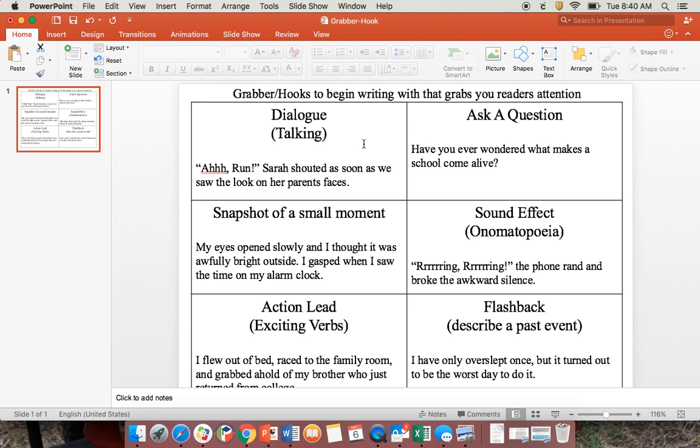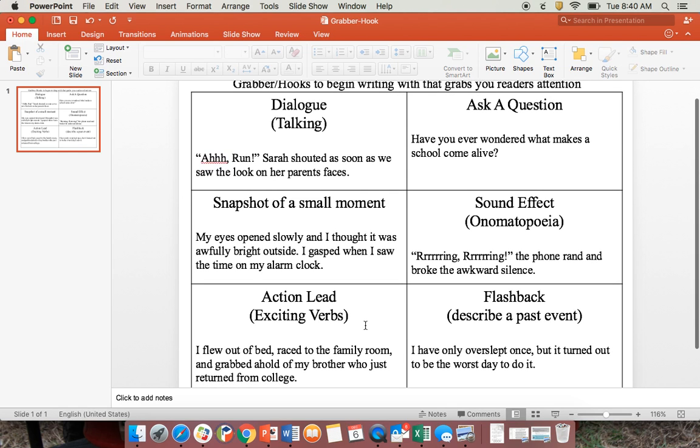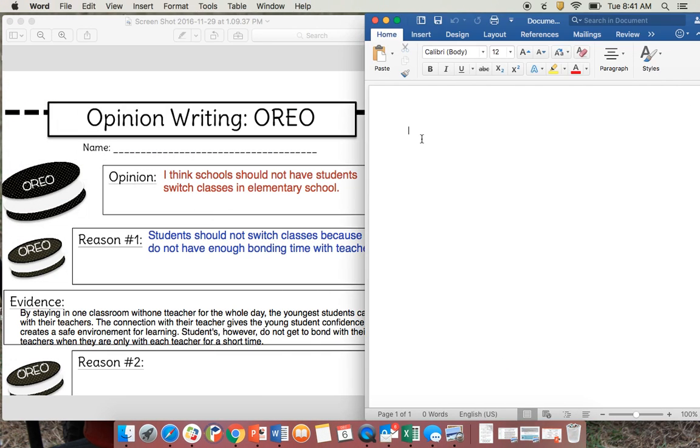Some ways that we can start off is we can ask a question. We can do a sound effect, maybe if you're writing a story, but we're writing an opinion piece, so we're not going to do a sound effect. You can do a flashback, so describe a past event. If you've switched classes before, describing a past event might be a great idea. Exciting verbs, like, I flew out of bed and raced to the room. A snapshot of a small moment. You could go back to a snapshot of a time when you did change classes or didn't change classes. These are all the different ways that you can introduce your topic.